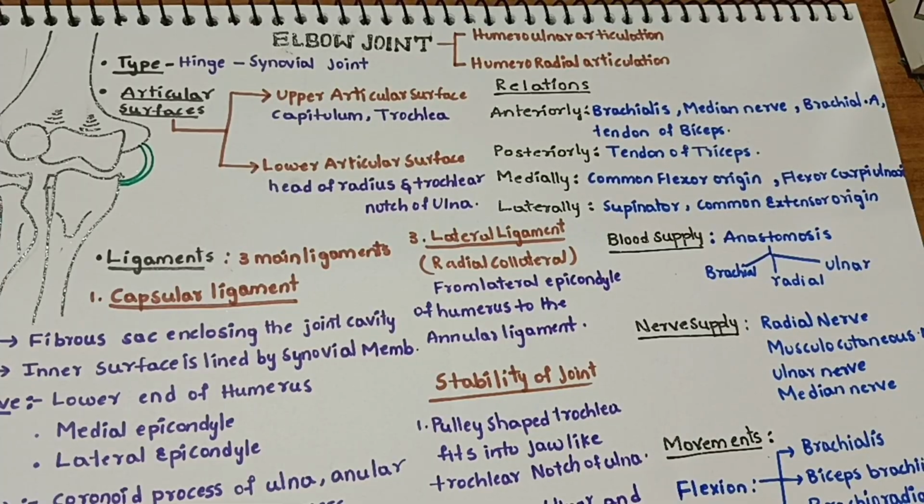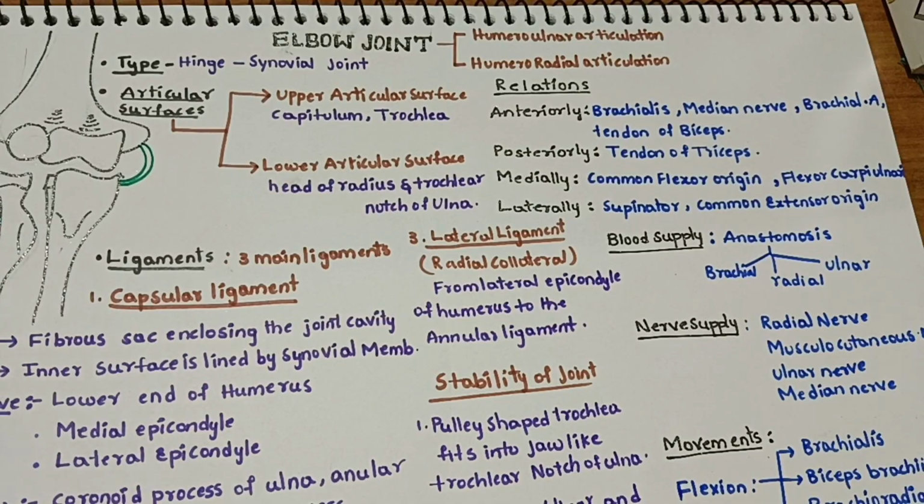Today we are going to discuss the elbow joint. The elbow joint connects the arm and the forearm region. The elbow joint contains two main articulations: between the humerus and the ulna, and between the humerus and the radius. So it is known as humero-ulnar articulation and humero-radial articulation. There is also a joint which makes the elbow joint complex, that is the superior radio-ulnar joint. So the main articulations involved are the humero-ulnar articulation, humero-radial articulation, and superior radio-ulnar joint.